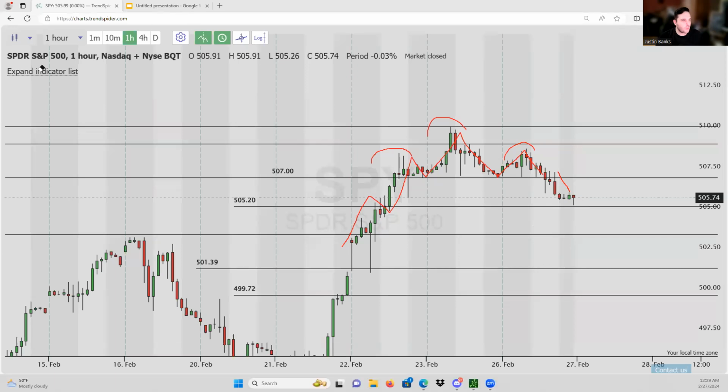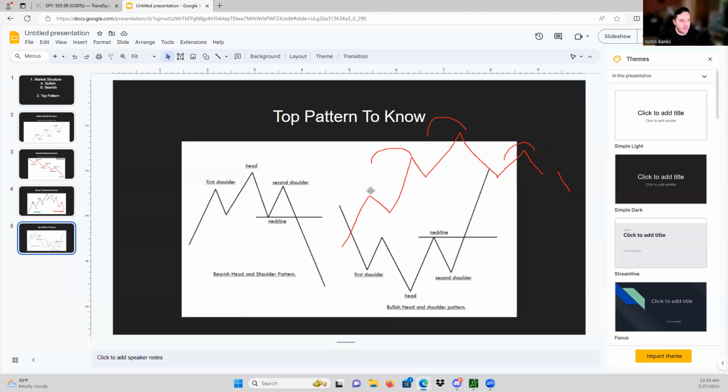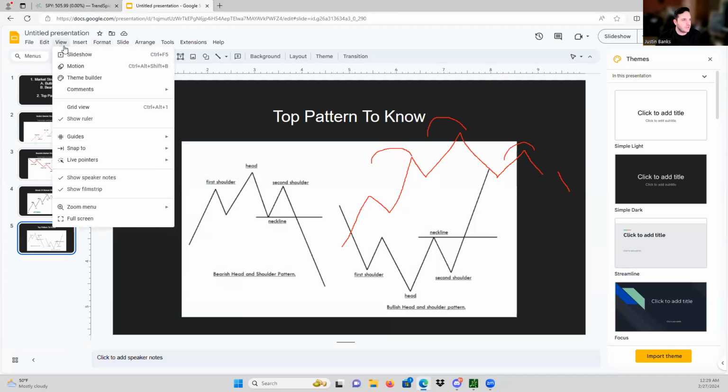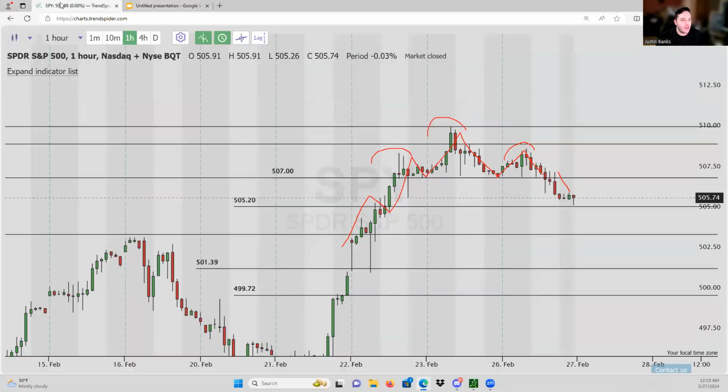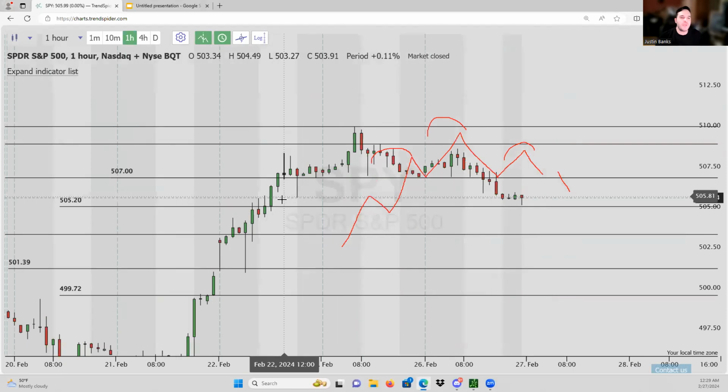So I'll show you guys here one more time. Check this pattern out. We can also see this pattern yet again. The pattern that I drew, you can see first shoulder, head, second shoulder. We had that bullish market structure, first shoulder, head, second shoulder, and we had that price now moving down onto this trade. This is how you will be able to catch these reversals within the market.